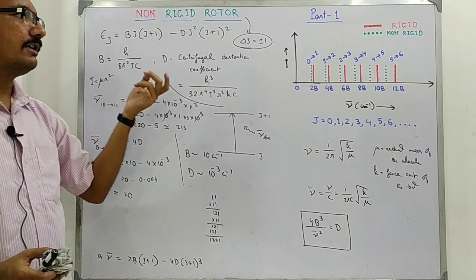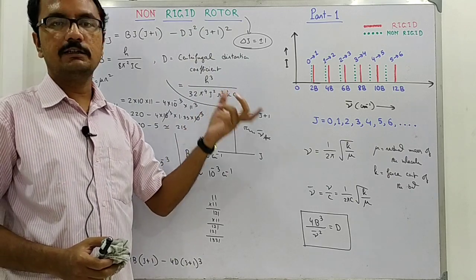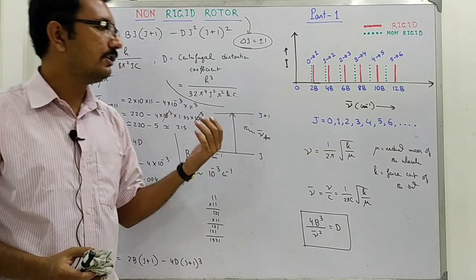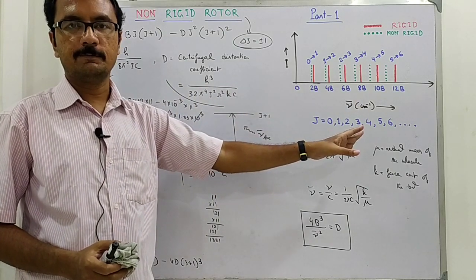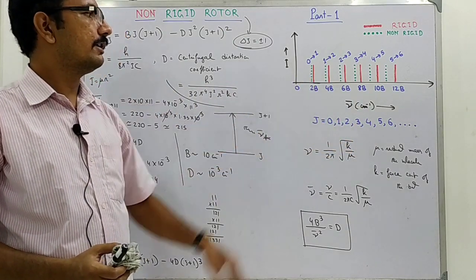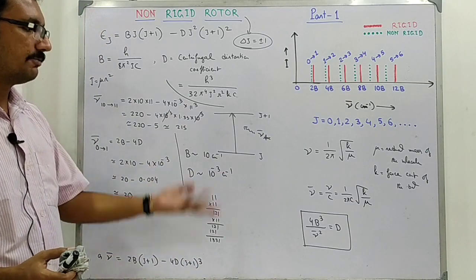So, in the next part, I will show you how to get the necessary information about a bond for higher values of J or any values of J. That will be our discussion in the next part.